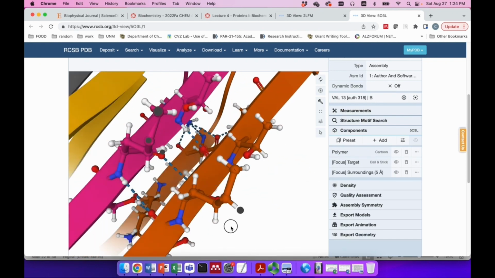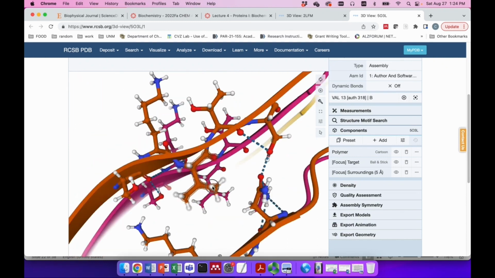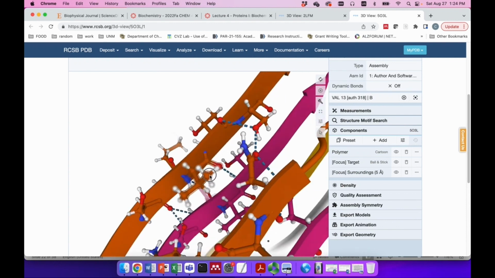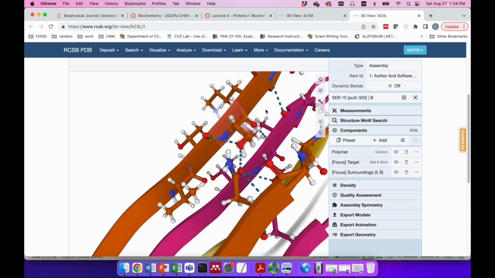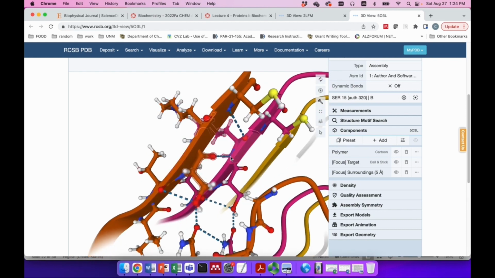All right, it's a little tough to see, but you can make it out. So here is a carbonyl, and here is the amine it's hydrogen bonding with to stabilize the backbone. And if we move a little bit further along, let's check this one. There we go again. There is the carbonyl, and there's the amine that is stabilizing it. Here's the next one, carbonyl, amine.